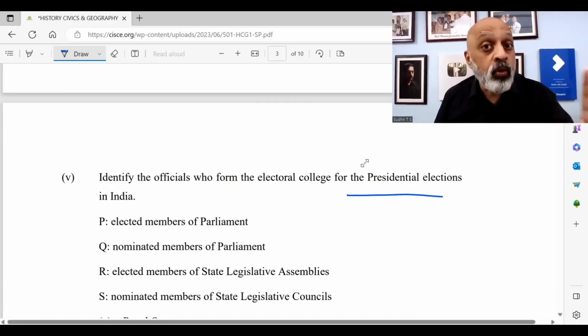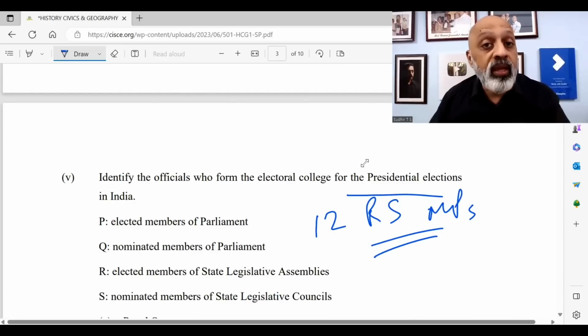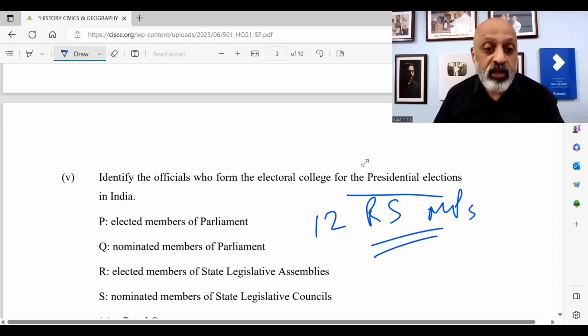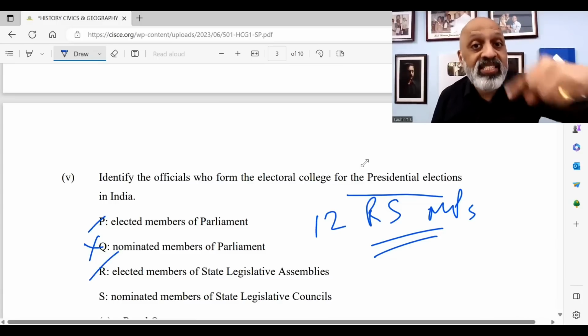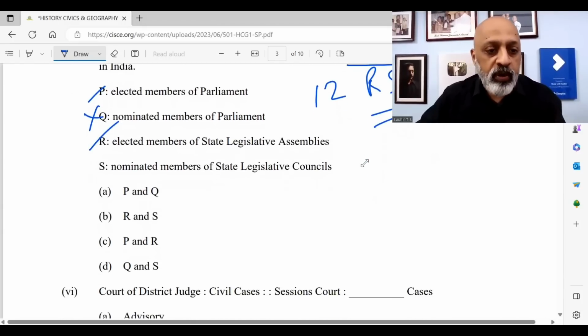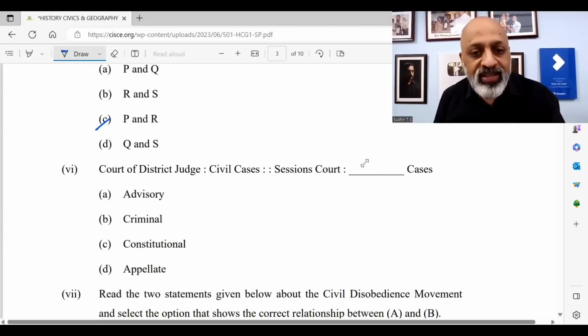तो हमेशा मैं बताता हूं, nominated members जो होते हैं, 12 nominated members of the Rajya Sabha do not vote in the election, but they vote in the impeachment of the president. So ये क्यों तो है नहीं. Elected members of parliament and elected members of the state legislative assembly form the electoral college for the president. So the correct option will be option C, P and R. Court of district judge civil cases, ये तो simple है, straight away criminal this thing.